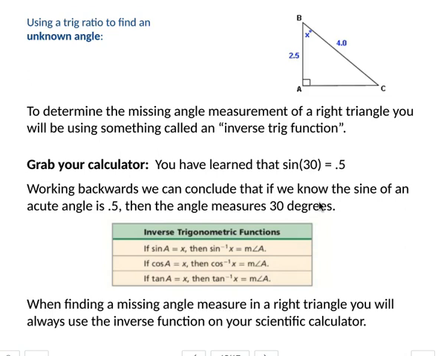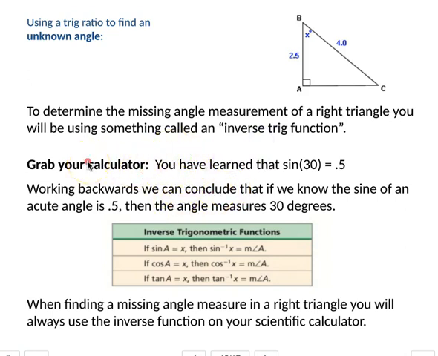Now you can also use a trig ratio to find an unknown angle. Look at this example right here. In this triangle, we have two given sides and an unknown angle. So we can use a trig ratio to find that unknown angle. I'm not going to get into detail here because this recording's getting a little long and I want to wrap it up, but I did want to point out that when you are determining the missing angle measurement of a right triangle, you're going to be using something called an inverse trig function. So what is an inverse trig function?